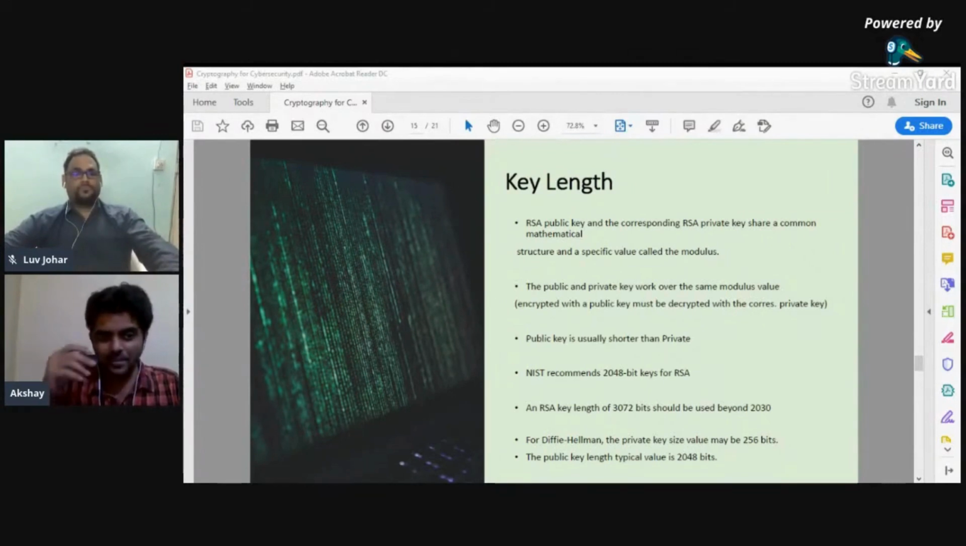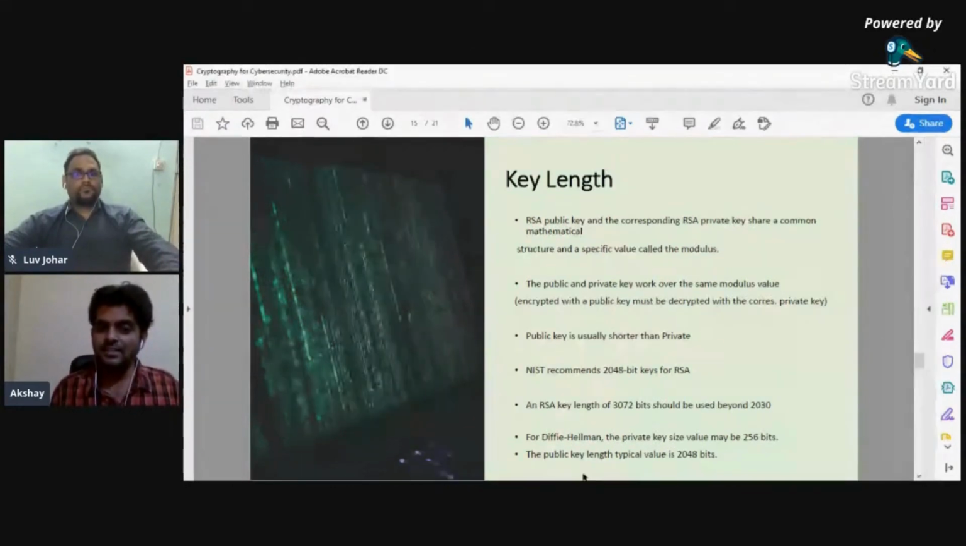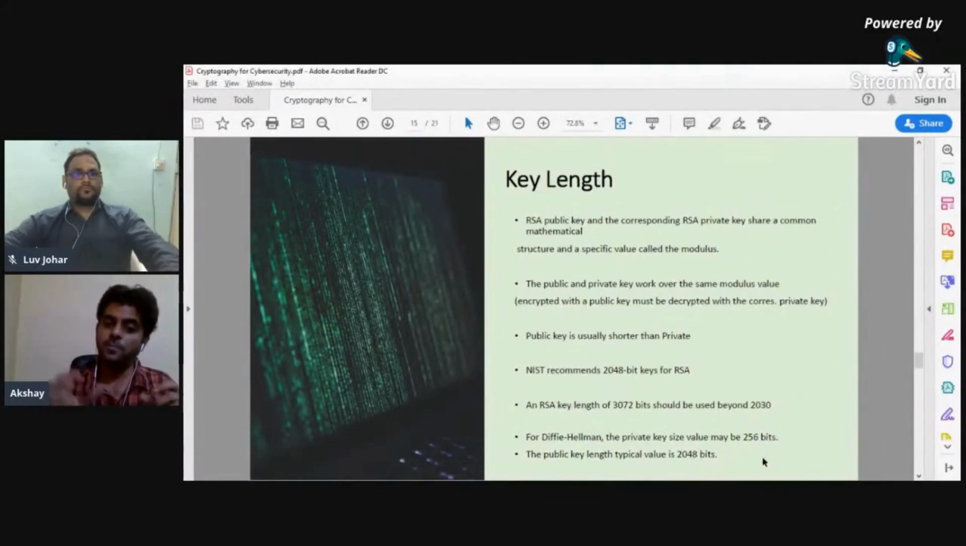Like we know that MD4 is now not used anywhere because it's easily hackable and crackable, that is their projection based on the cryptanalysis they have done. And if you're using it beyond 2030, you have to use 3072 bits. For Diffie-Hellman, as an example of asymmetric, the private key may be 256 bits, and the public key may be 2048.